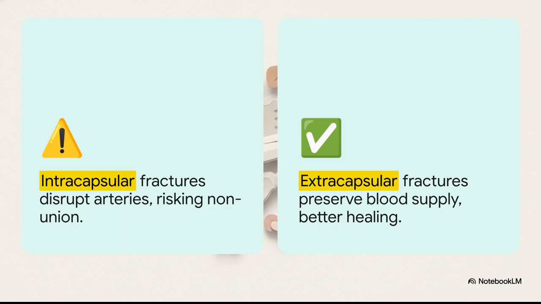Intracapsular fractures, like a subcapital neck fracture, are totally notorious for tearing those delicate retinacular arteries we just talked about. Because they happen inside the joint capsule, the blood supply just gets ruined, leading to a really high risk of the bone not healing, what we call non-union. On the flip side, extracapsular fractures, like an intertrochanteric fracture, generally spare those vital vessels, which means a much, much better healing prognosis for the patient.